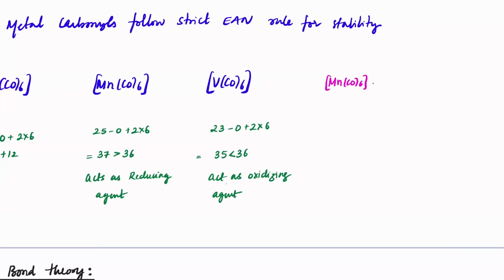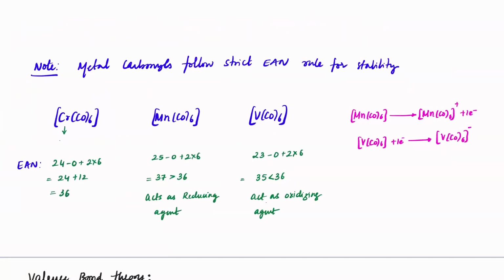Okay. So when it comes to MnCO6, it will be ready to lose one electron and convert itself into plus, giving away one electron like this. Next, VCO6. It will be ready to accept an electron and convert itself into VCO6 overall minus. Okay. This is the way it will operate.